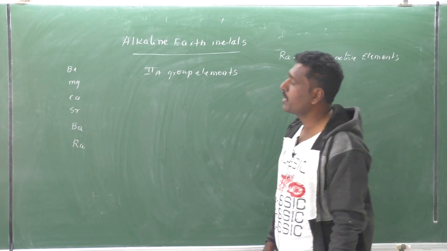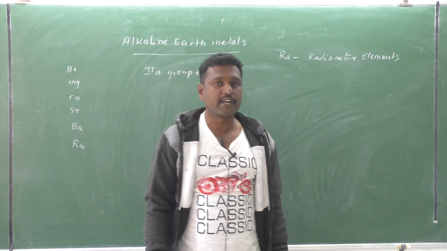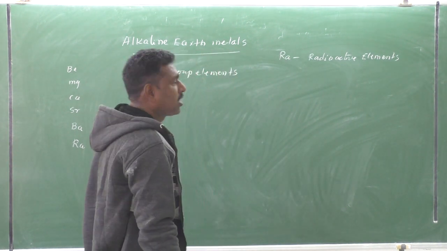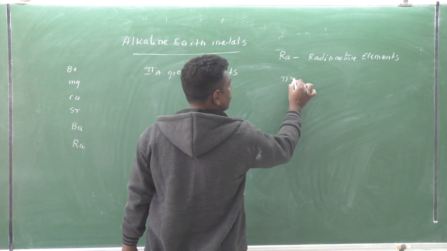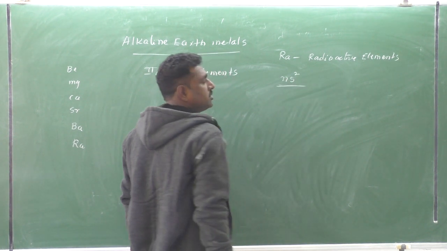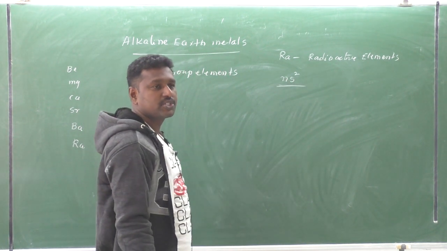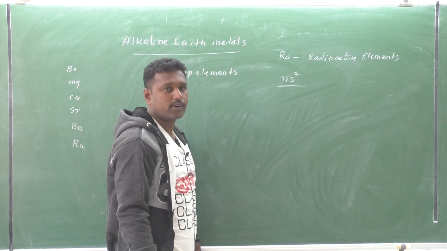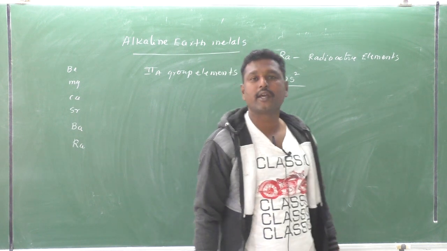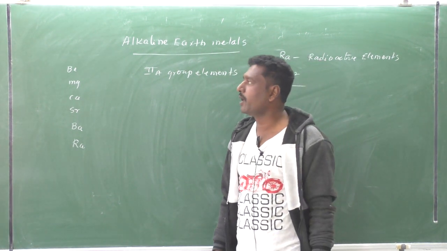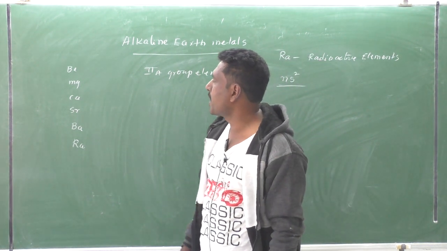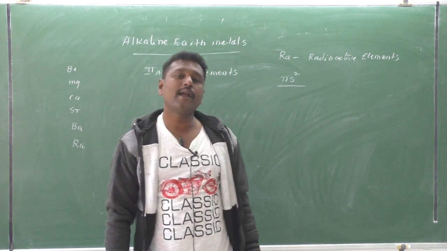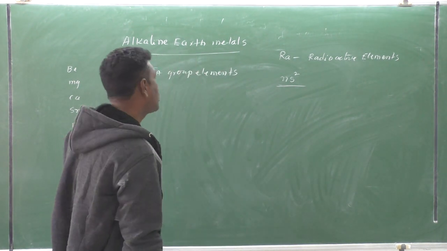Therefore, the general electronic configuration is ns2. Only 2 electrons are there in the outermost shell. Outermost electrons, how many electrons are there? 2 electrons only. So, beryllium, magnesium, calcium, strontium, barium and radium.